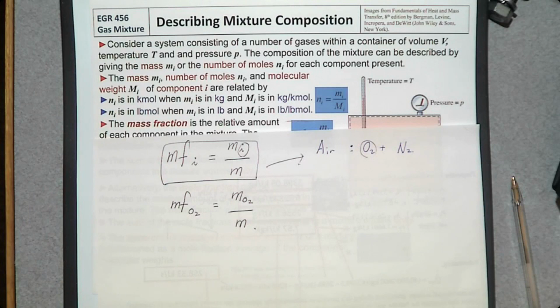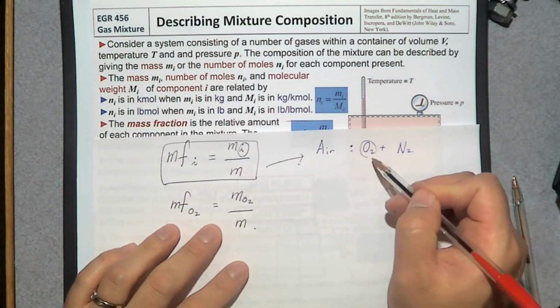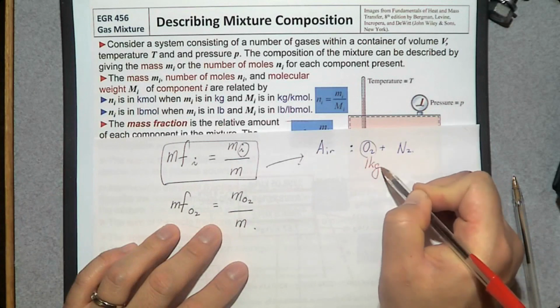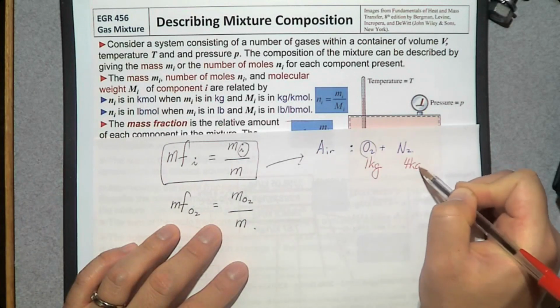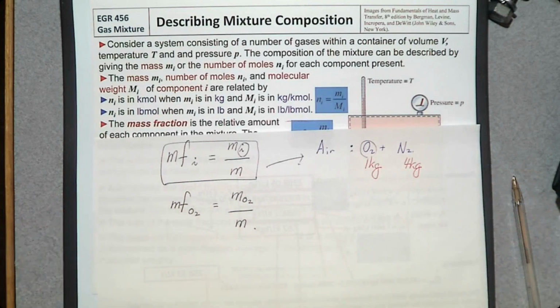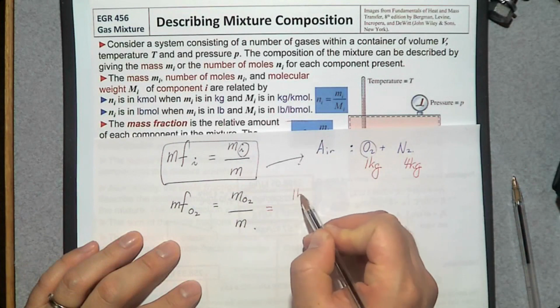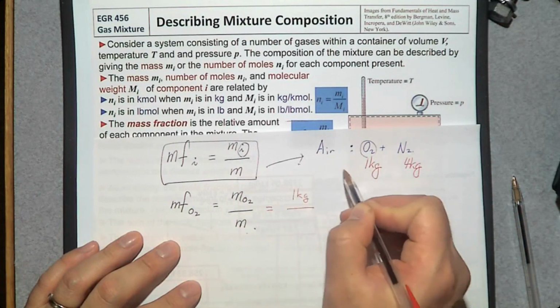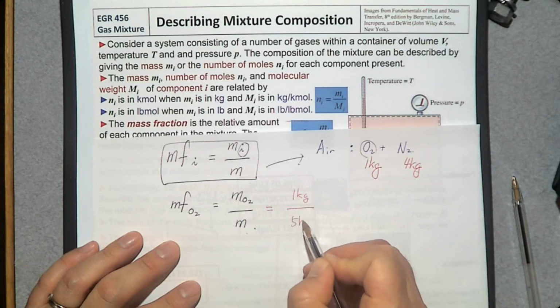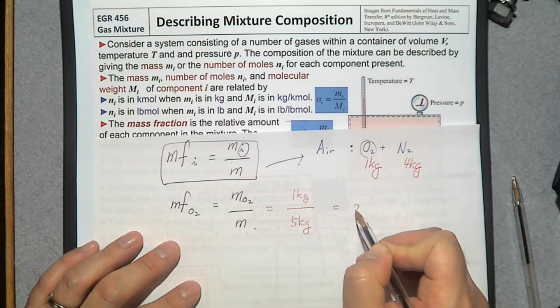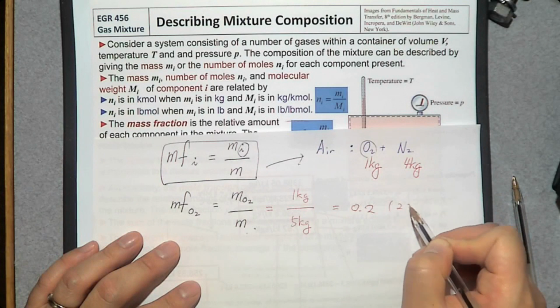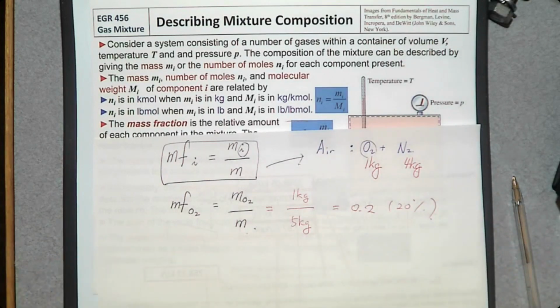So let's say when you have air and oxygen is 1 kilogram and nitrogen is 4 kilograms, then the total is going to be 5 kilograms. Then what is the mass fraction of oxygen in this mixture? The mass of oxygen is 1 kilogram and the mass of the total is going to be 5 kilograms. So the mass fraction is going to be 0.2, in other words, 20%. That's how you determine the mass fraction.